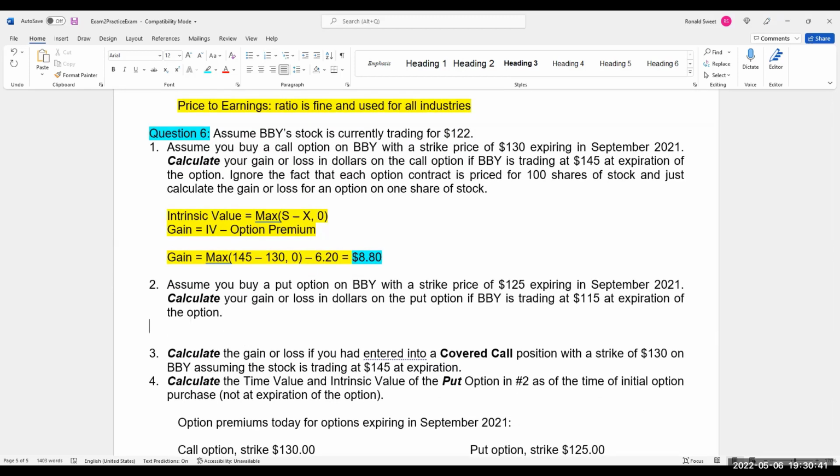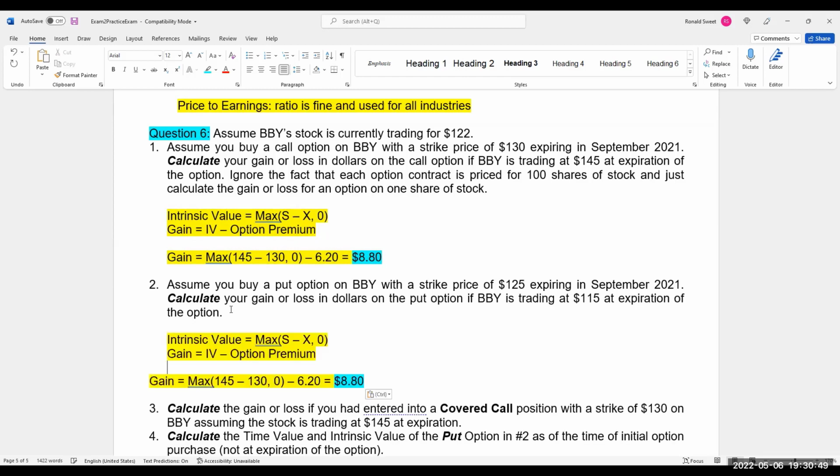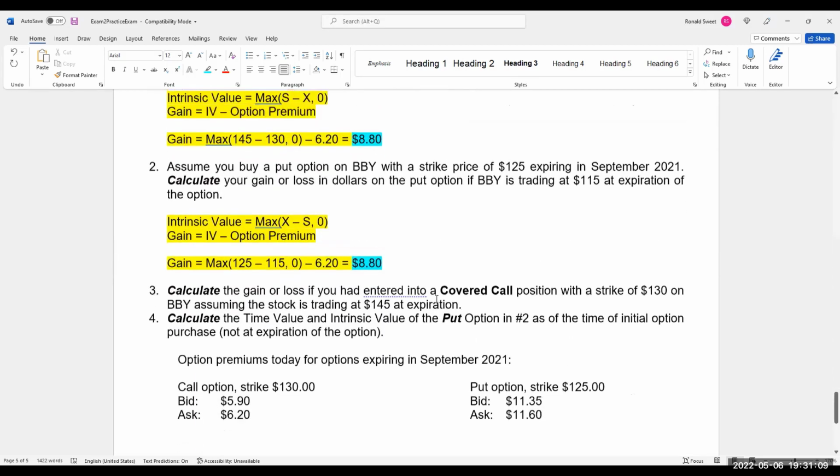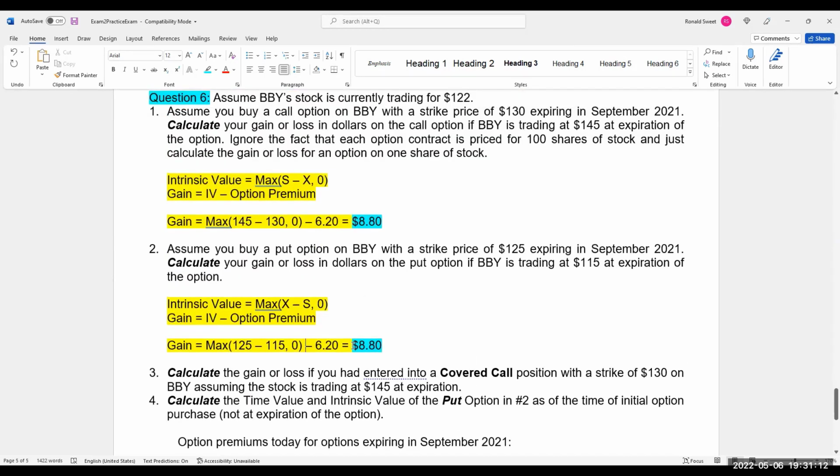Second one on the put, the exact same thing again, isn't it? Just one little minor change, and that is we do X minus S. So the gain is the max of the strike is 125, stock is 115, so it's worth $10, and our premium, again, we're buying, so 11.60. So we would have had a loss.